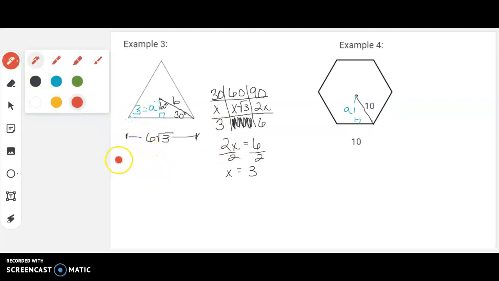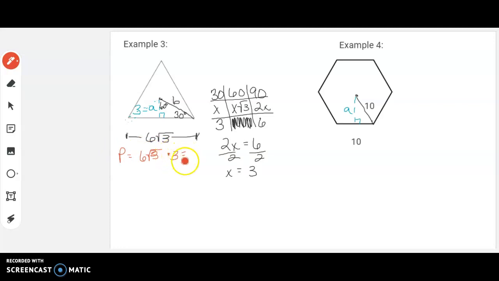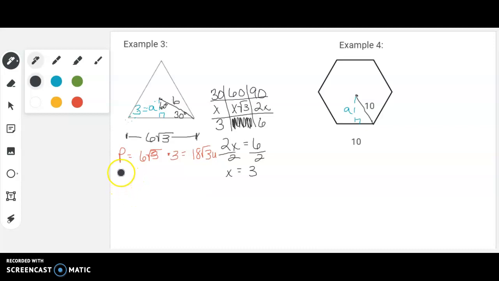Okay, now I need my perimeter. Well, each side is 6 square root of 3, and I have 3 sides. That's going to give me 18 square root of 3 for my perimeter. That'll be units. And now I'm ready for the formula.